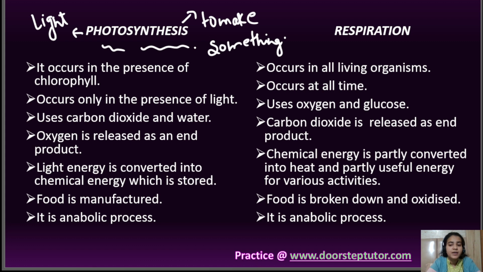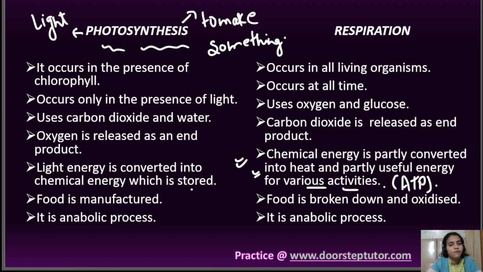While in respiration, this chemical energy is converted into heat, and partly into useful energy for various activities. This useful energy is ATP. So here we can understand that the chemical energy which was stored in the form of food is converted into heat as well as into ATP. Later on, we can use this ATP for various activities, for running, for dancing, for reading, for writing. We can utilize that energy.